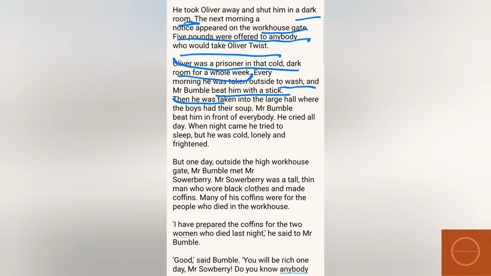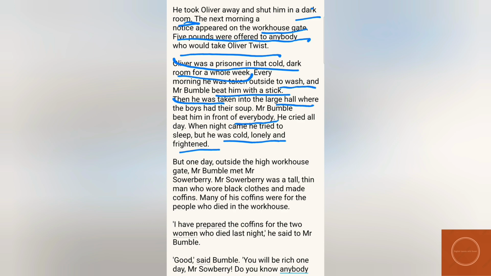Then he was taken into the large hall where the boys had their soup, means a big hall, as they have stated previously also in the story. Mr. Bumble beat him in front of everybody, again, just to make everybody beware that you're not supposed to ask for even more soup. He cried all day. When night came, he tried to sleep, but he was cold, lonely, and frightened, because he was frightened that he would be beaten up again. He was frightened because of the torture, the harsh behavior that was done to him.